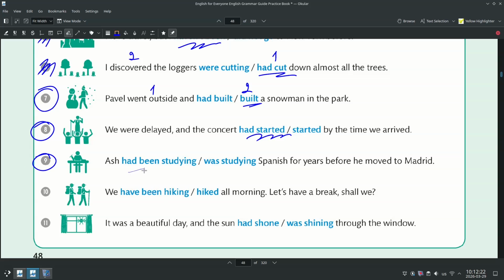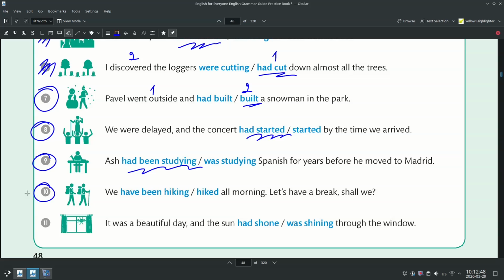Had been studying. First, he studied, then he moved. And I show by using the past perfect continuous the chronological order. And also, I use past perfect continuous to show the process.